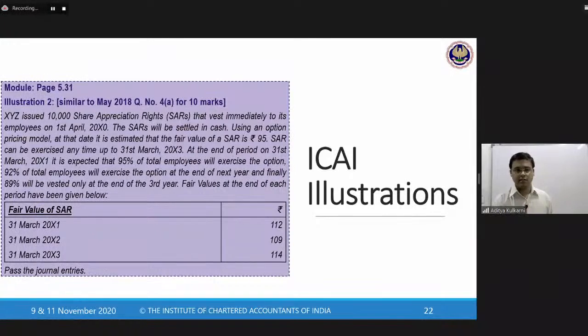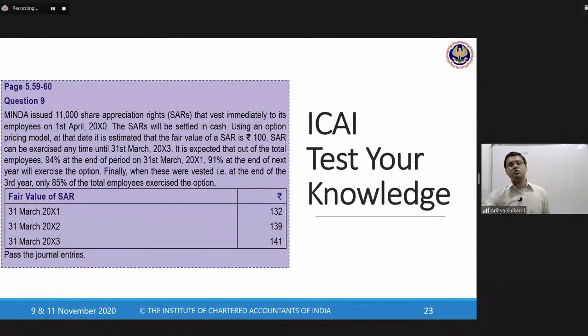Yeah, illustration 2, I leave it to you. I will do question number 9 from test your knowledge. Minda issued 11,000 share appreciation rights that vest immediately. Can options vest immediately? It rarely happens, but yes, it can. The management is so happy with your services that they decide to give you options that vest immediately. So you do not have to fulfill any conditions. So when this is the scenario, yeah.